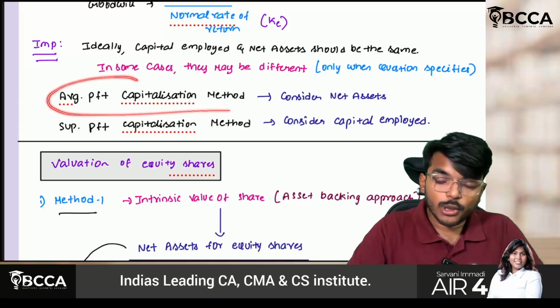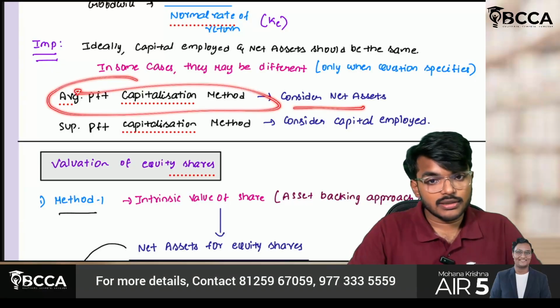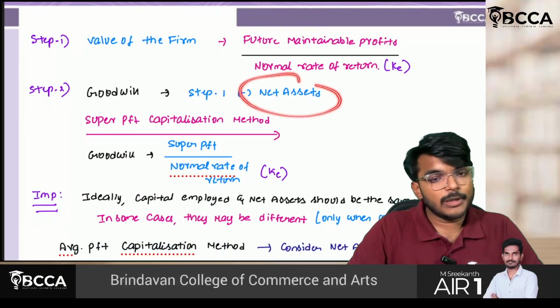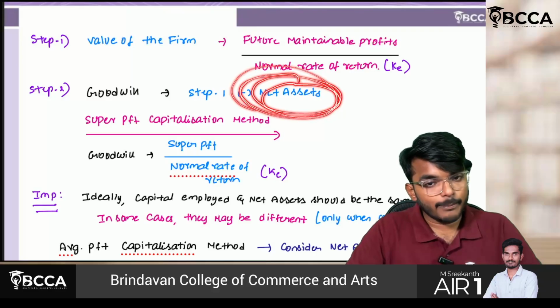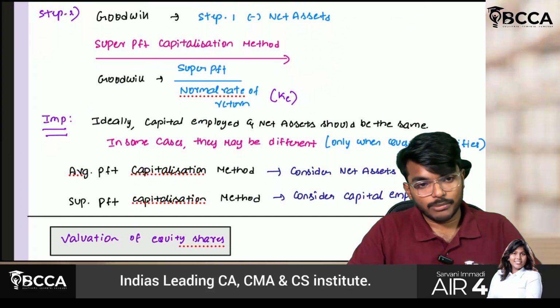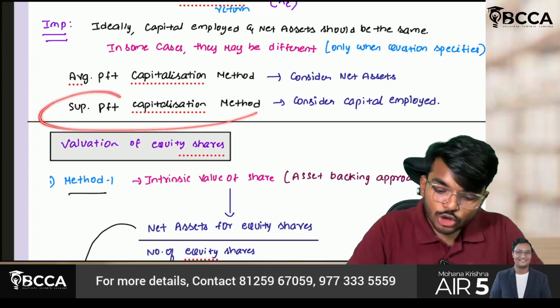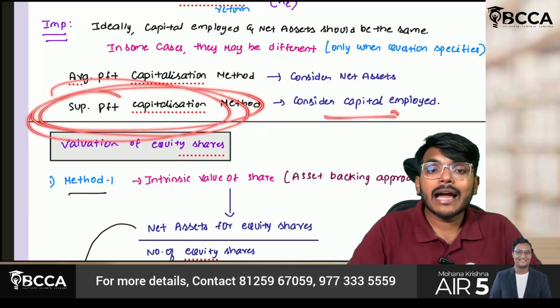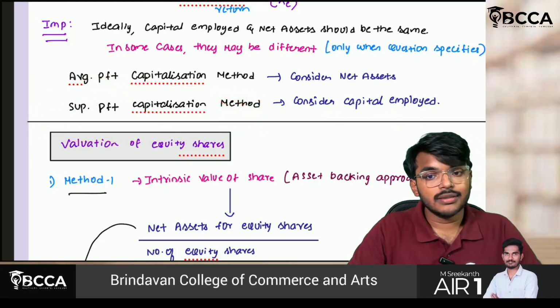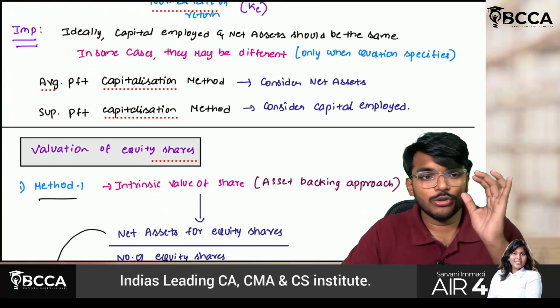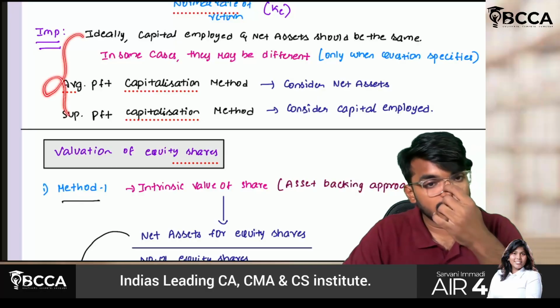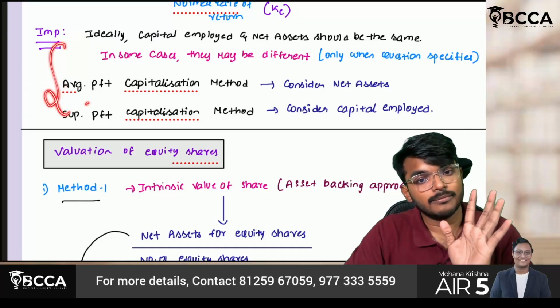This is the only point you have to remember. While doing average profit capitalization, take net assets. Here, don't take the capital employed, because this is the average profit capitalization method. And while doing the super profit capitalization method, take the capital employed, not net assets. This is the thing you have to remember, guys. While solving in the examination, while solving questions, you will understand this thing.